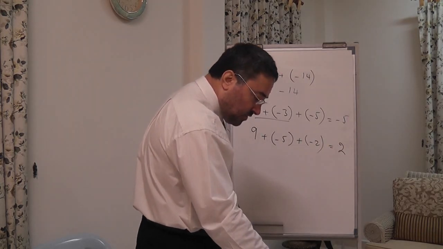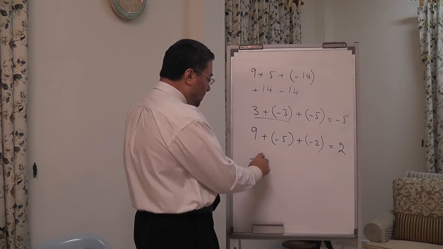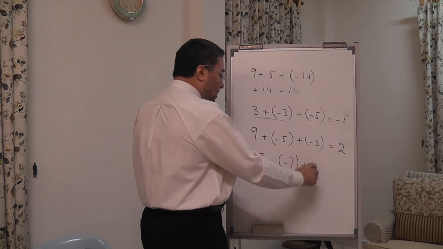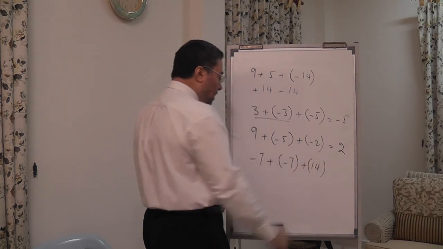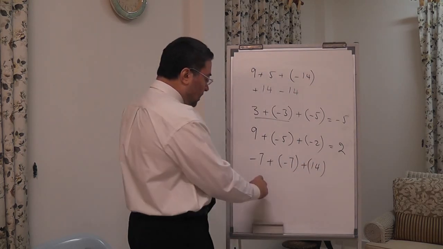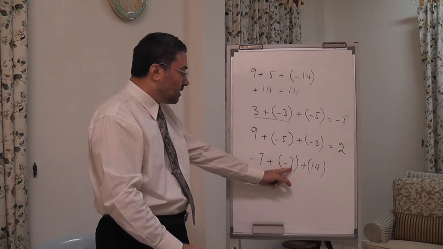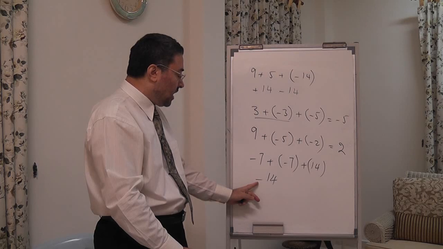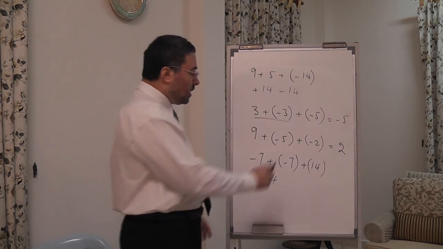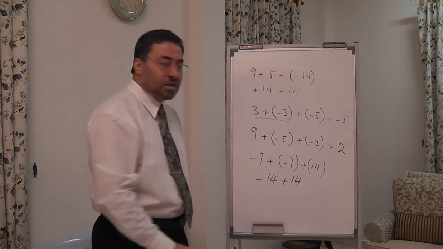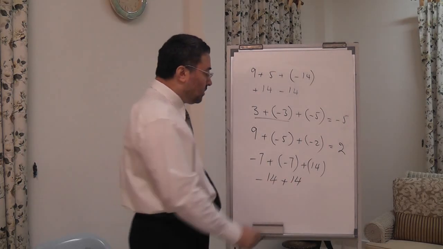Number 25, minus 7 plus minus 7 plus 14. These two are minus 14. Again, two negative numbers: I simply add them and put a negative sign in front of the sum. Plus 14. These two are opposite numbers, and their addition will give a 0.